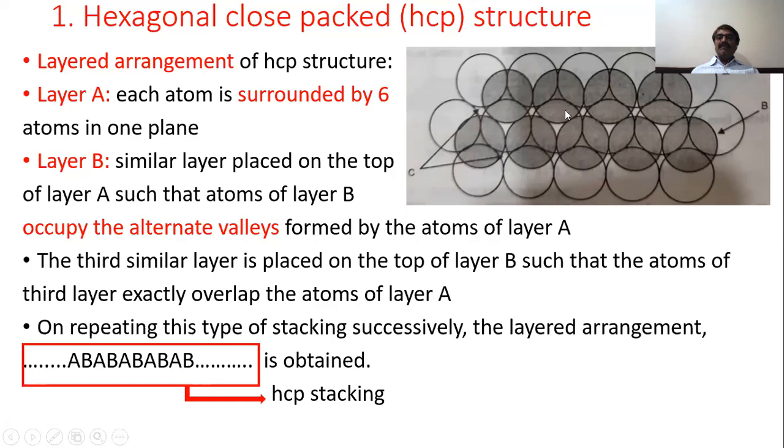1, 2, if we consider this, then 1, 2, 3, 4, 5, 6. 6 neighbors in its own layer. Now, what about another layer? Okay, we consider this as layer A.